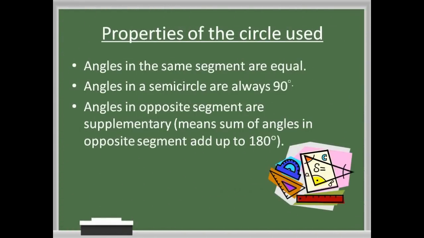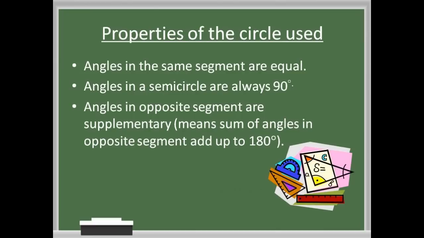For this application, the properties of the circles used include firstly, angles in the same segment are equal. Secondly, the angle at the circumference in a semicircle is always 90 degrees. Lastly, angles in opposite segments are supplementary.